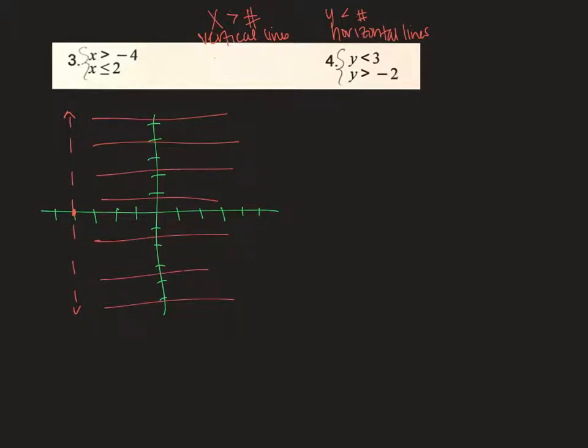And then our second line, x is less than or equal to 2. We're going to start at 2 on the x-axis. It's less than or equal to, so it's going to be a solid line. Less than is going to go to the left. So that area where they're both shaded is in between those two lines. So in number 4, we're doing the same thing, but it's just y and a number. So they're horizontal lines.